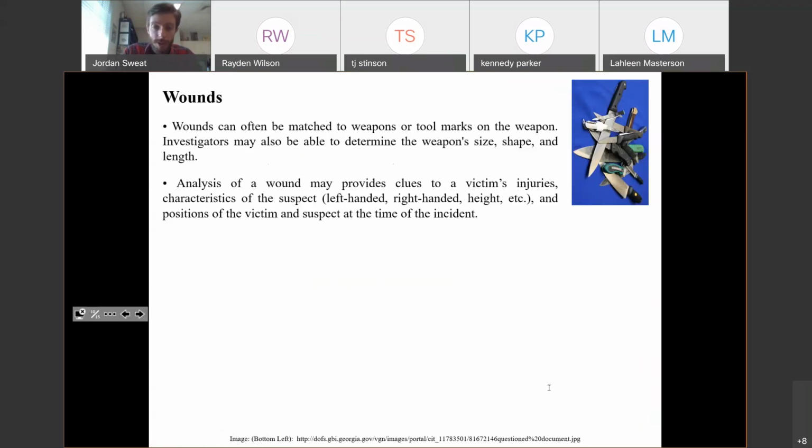Question I'm going to pose for you: what information can be gathered from a wound? Somebody take it on. Okay, very good. The size of what? The size of the wound. Not the wound, the bullet inside of it. So the weapon. Very good. We got size and shape. Y'all are good. Y'all got it. Very nice.